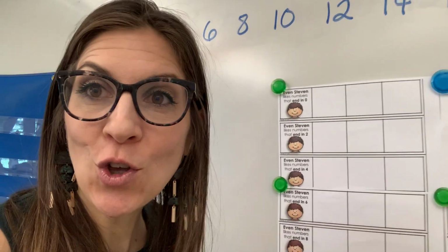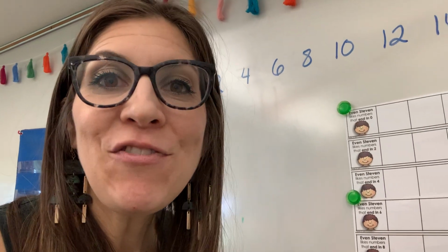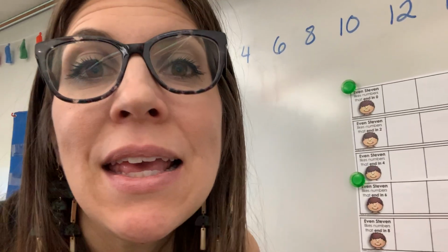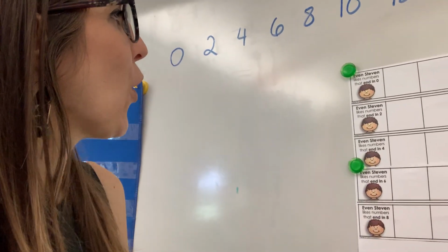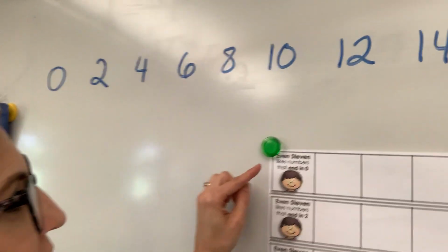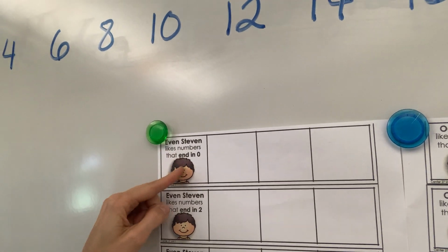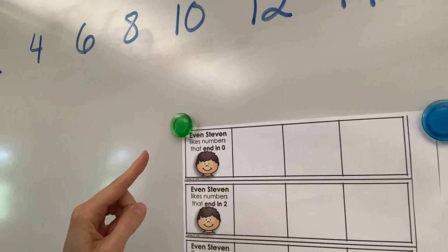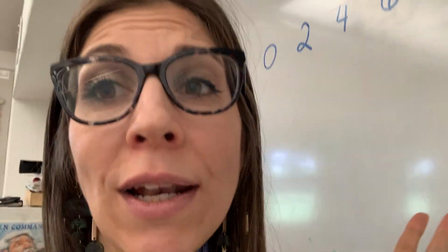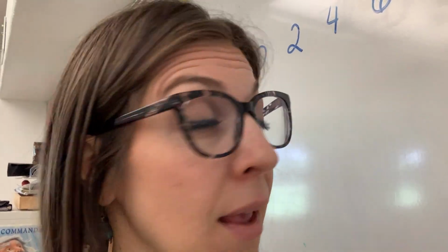And so what are those called? What did I tell you earlier? Even numbers. Say with me. Even. Very good. Even numbers. Okay, so here we have Even Steven. This is his name. You see that little boy right here? We're going to call him Even Steven, because he only likes even numbers. He does not like the other ones.